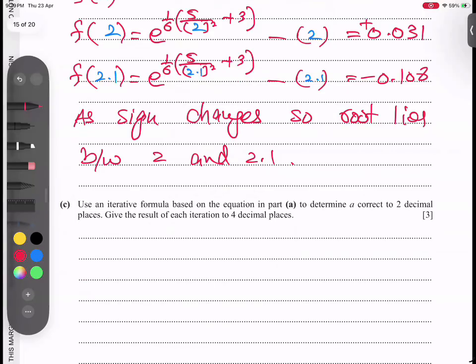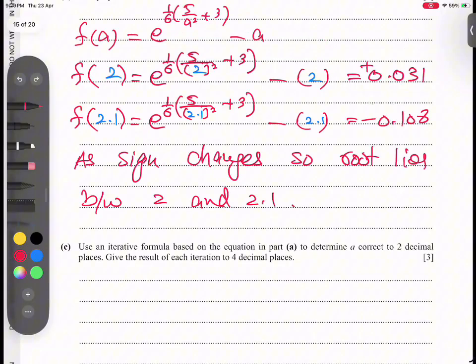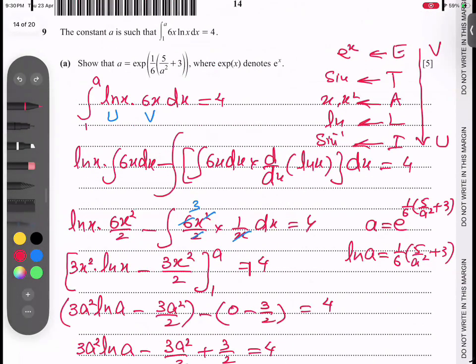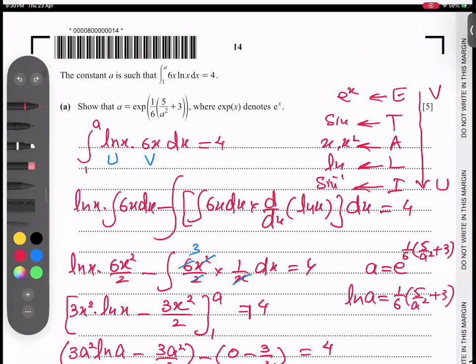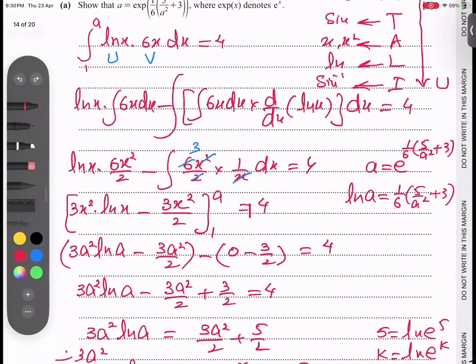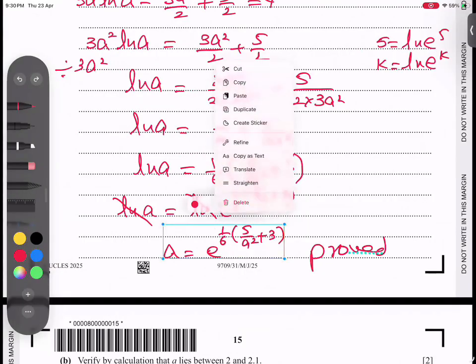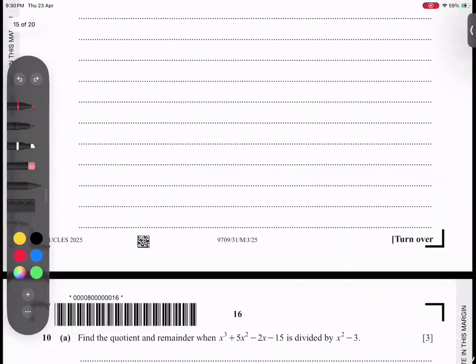Let's do the last part of the question. Use the iterative formula based on the equation from part 1, determine a to 2 dp, each result to 4 dp. Final answer 2 dp, but each answer 4 dp. So students, we have to go back and see the equation he talked about. He talked about this equation, the same thing we have already proved. So we will take that equation from here. This equation I will take from here, and I need it here.